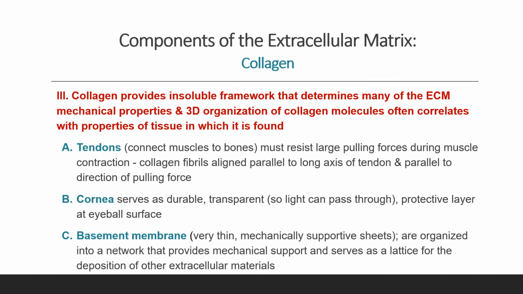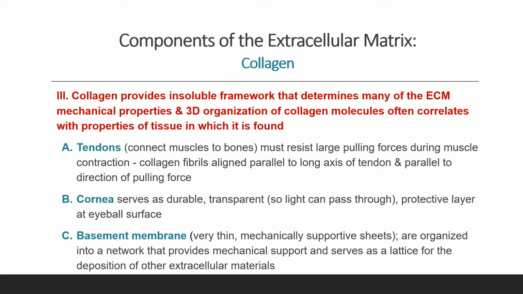So the collagen provides an insoluble framework that determines many of the ECM's mechanical properties, and the 3D organization of collagen molecules often correlates with the properties of the tissue in which it is found. So for example, tendons connect muscles to bones. So they must resist large pulling forces during muscle contraction. So the collagen fibrils are aligned in parallel to the long axis of the tendon and parallel to the direction of the pulling forces.